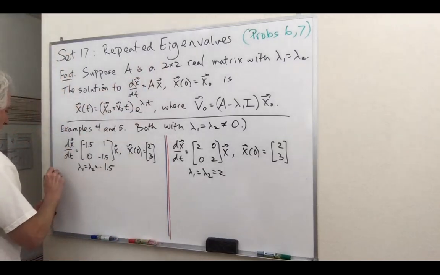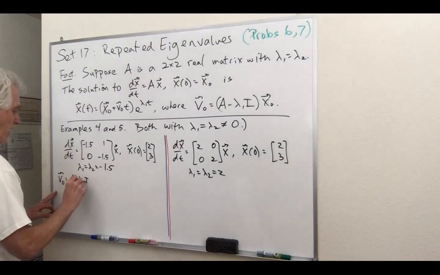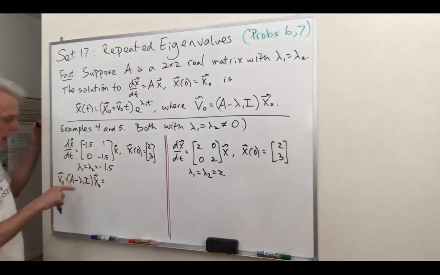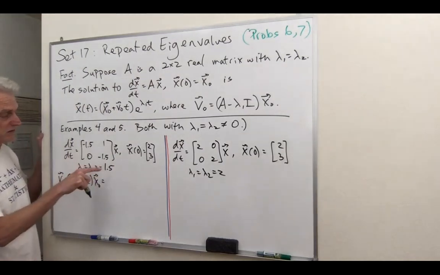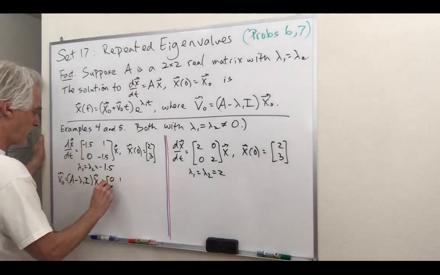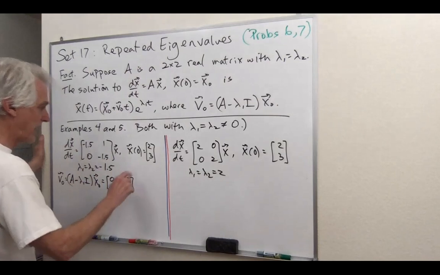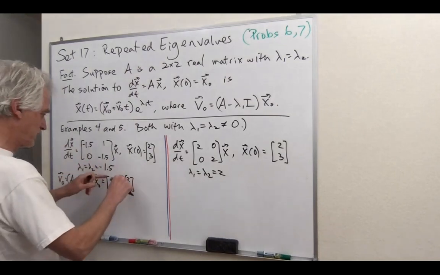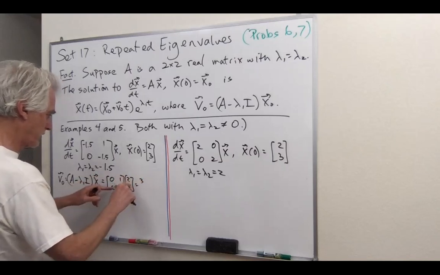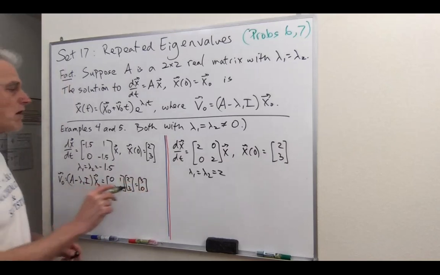So here, v naught is A minus lambda 1 I times x naught, which, if I subtract minus 1.5 from the diagonals, it's like adding 1.5, and this matrix is 0, 1, 0, 0, times 2, 3, x naught is 2, 3, and I do the multiplications, 0 times 2 plus 1 times 3, 3, 0 times 2. So there's v naught.